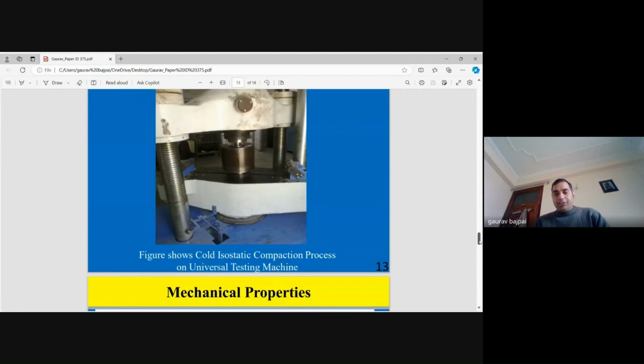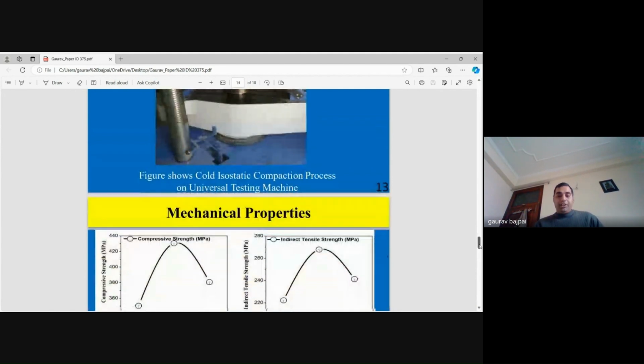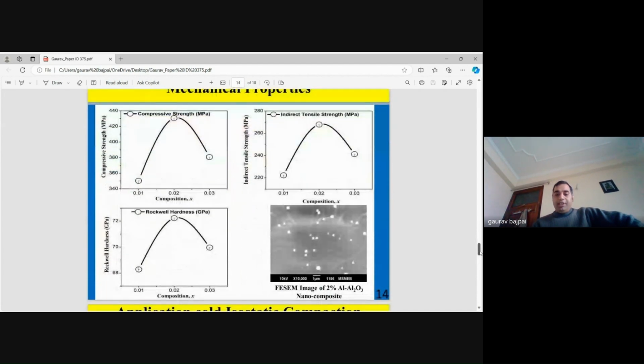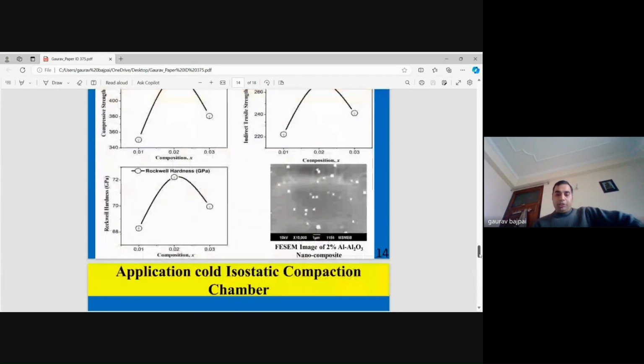So we achieve small, well-defined green pellets from the sample in this isostatic compaction chamber. After that, I prepare aluminum nano alumina. And if you see the FESEM image, there is a uniform dispersion of the nanoparticles in the aluminum matrix. Also at 2%, I have achieved very good strength, like compressive strength, indirect tensile strength, and Rockwell hardness. We can achieve up to 2%.